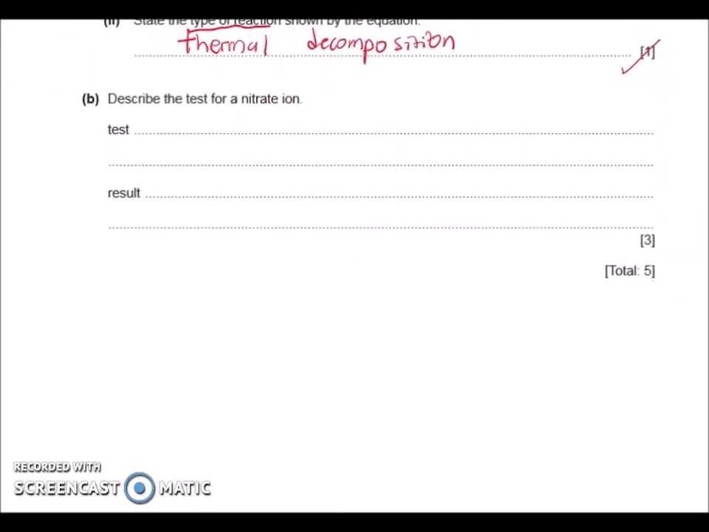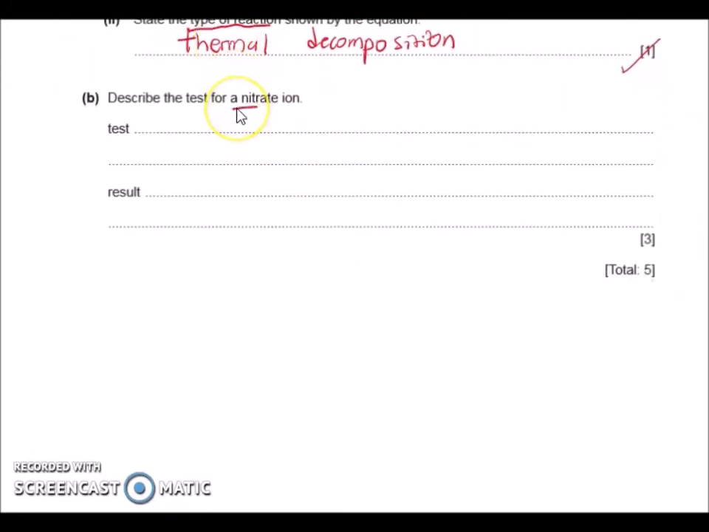Okay, next is describe the test for nitrate ion. Okay, this is the test under an ion. So the first thing is you have to add aqueous sodium hydroxide. Okay, then the second step over here will be, okay, after this you have to add aluminium foil. So just remember both of these.